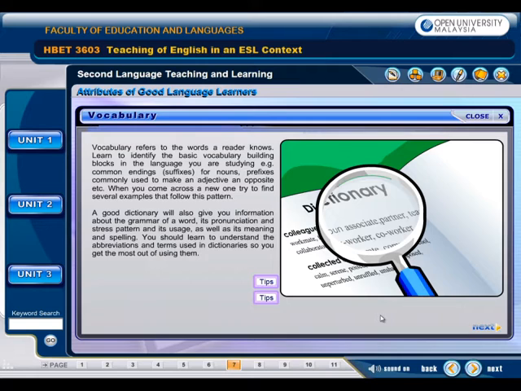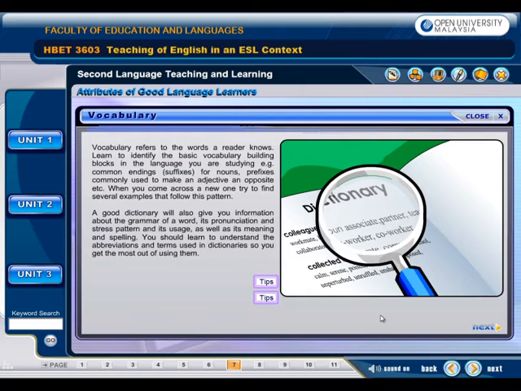Vocabulary refers to the words a reader knows. Learn to identify the basic vocabulary building blocks in the language you are studying. For example, common endings, suffixes for nouns, prefixes commonly used to make an adjective an opposite, etc. When you come across a new one, try to find several examples that follow this pattern.